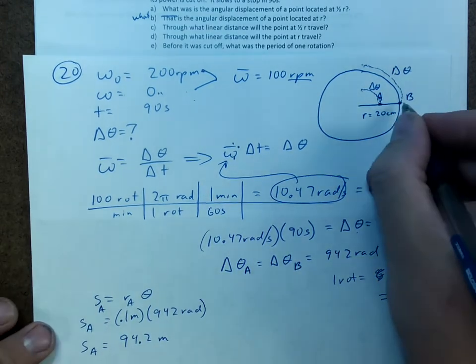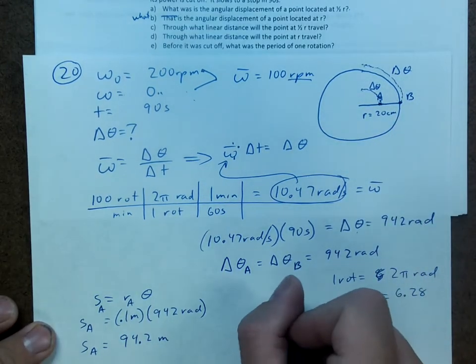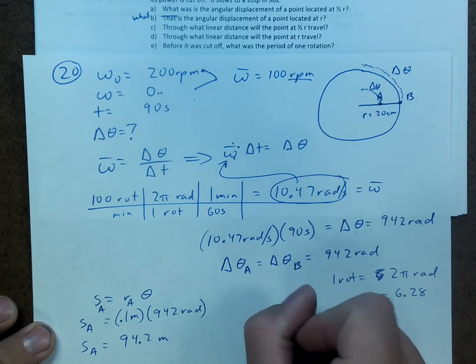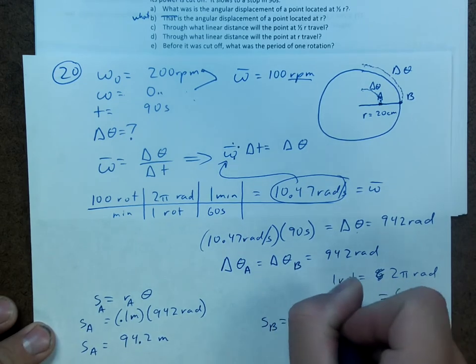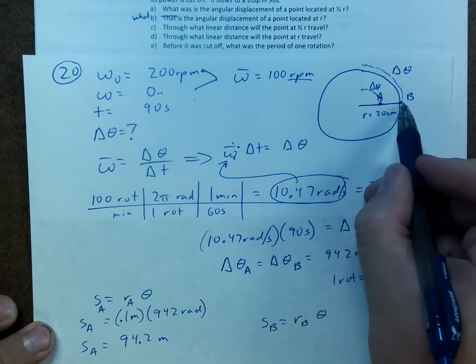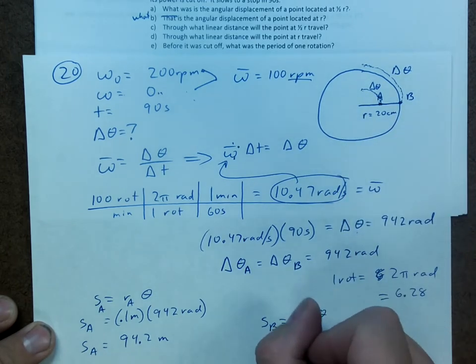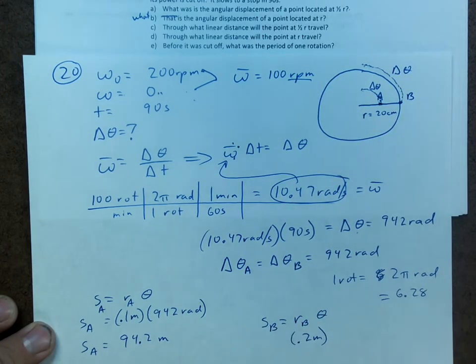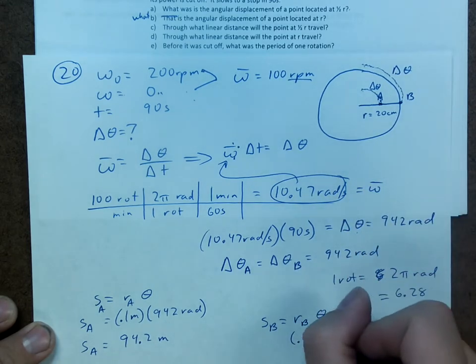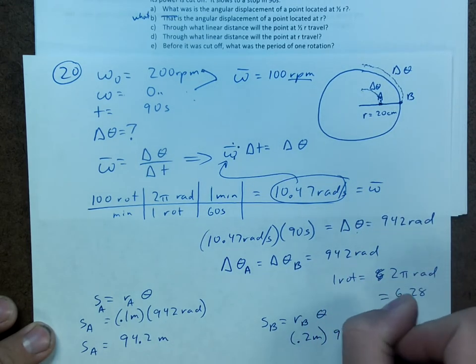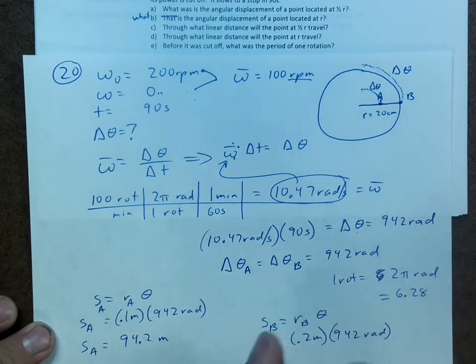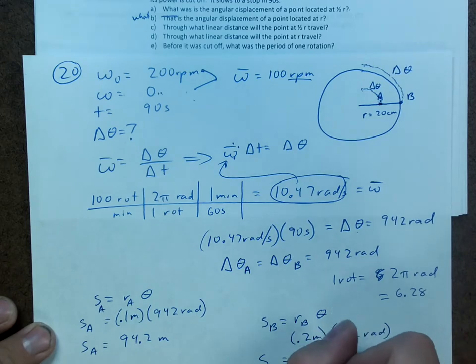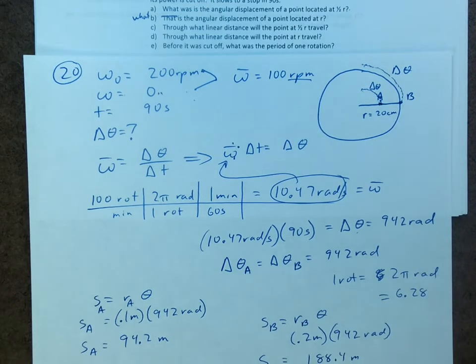Let's look at point B. It's going to be the same basic calculation. The arc length for B equals the radius for B times theta. B is the full radius away, so 0.2 meters. The angle, 942 radians. The arc length for B ends up being 188.4 meters. Okay?